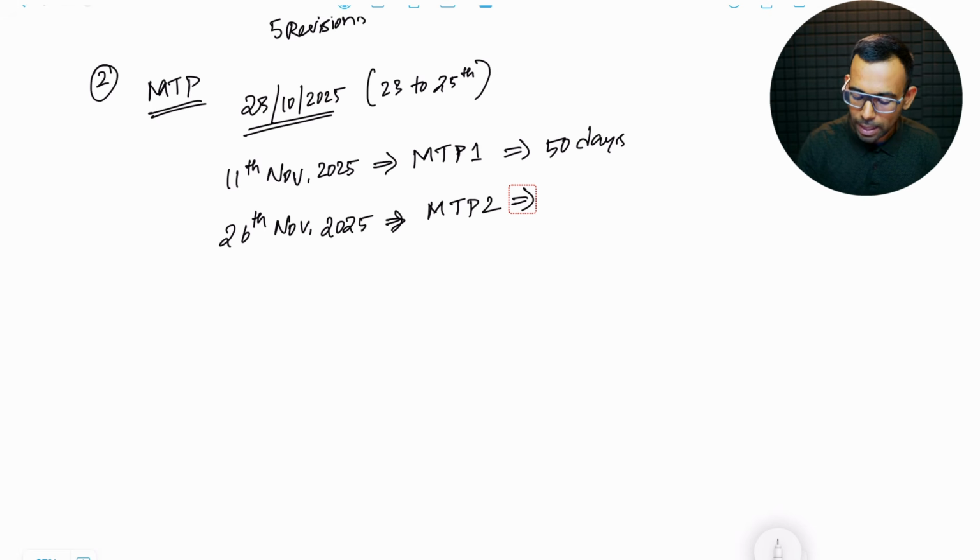So that is the first thing. And the second mock test is when you have roughly 35 days to the exam. So the dates could be 11th of November and 26th of November. So that's the second segment, which is some inputs on how to write MTP.